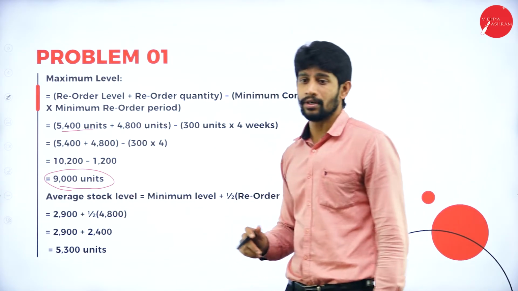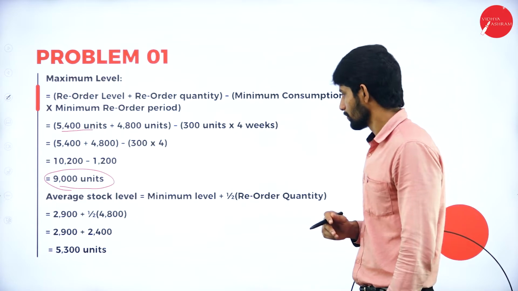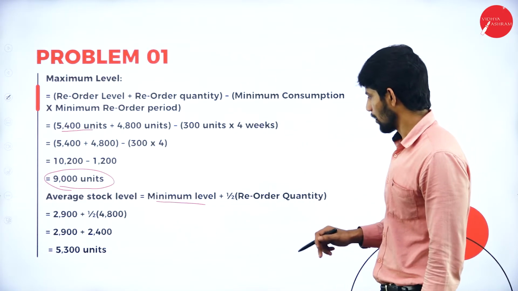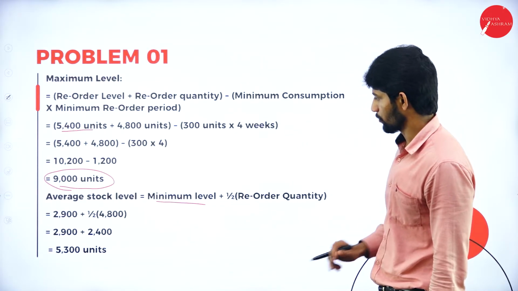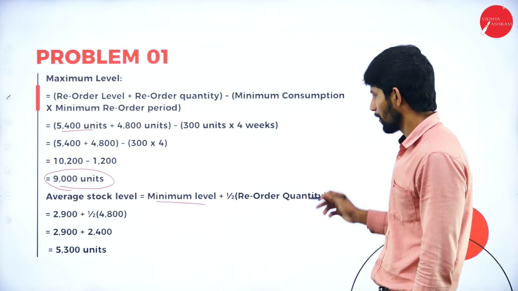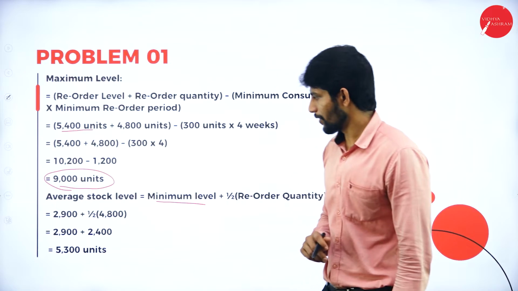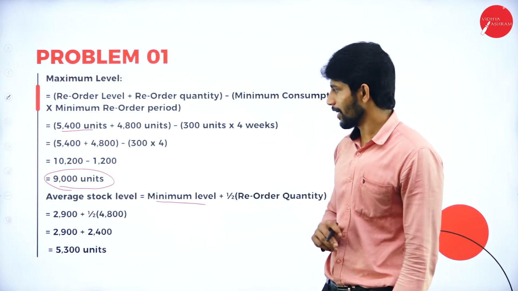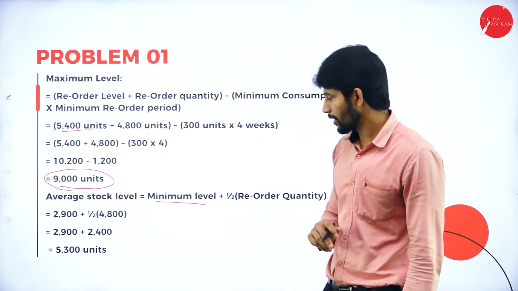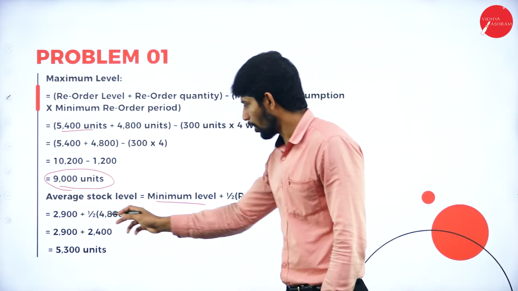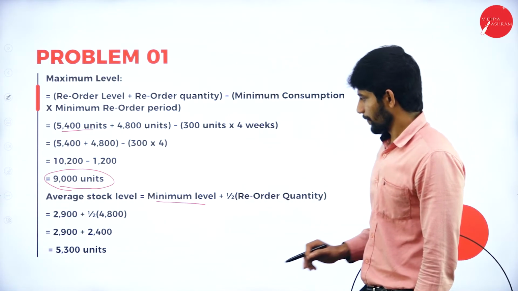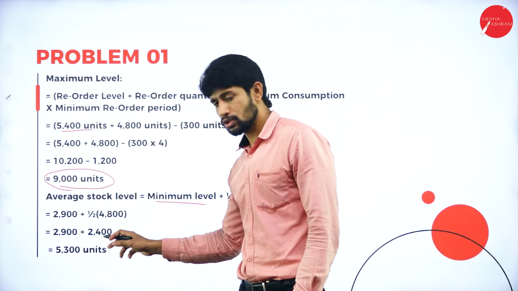Average stock level. What is the formula? Minimum level plus half of reorder quantity. So here 2,900 is the minimum level, plus half of the reorder quantity, which is 2,400. That is 2,900 plus 2,400.